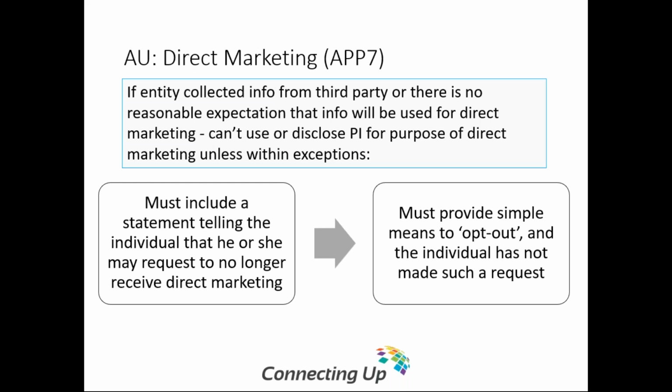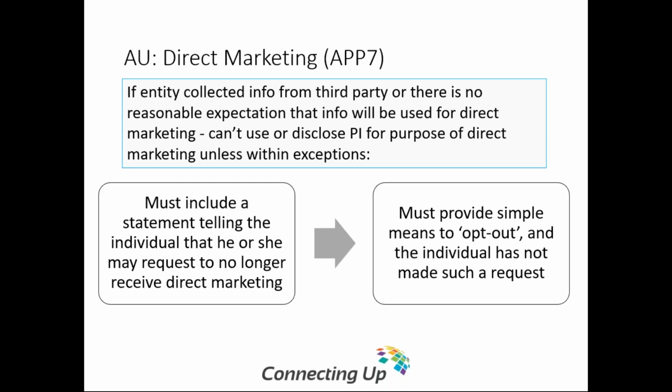So you can't use or disclose the information for direct marketing unless you come within the exceptions. So you can still use it for direct marketing, but you just have an extra step, this indirect collection idea, and that is that you have to include a statement telling the individual that he or she may request to no longer receive direct marketing. So you can still use the information, you just have that additional step of having a clear statement that individuals can request it, and then have the opt-out the same way that you do where you had the direct collection.